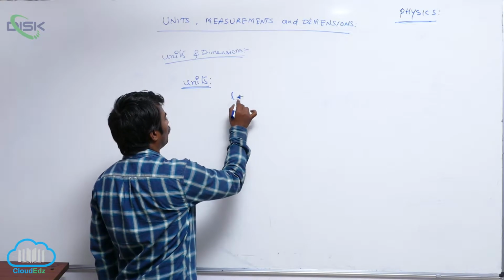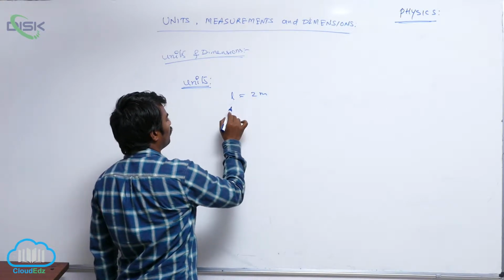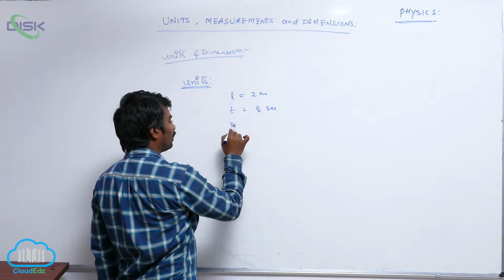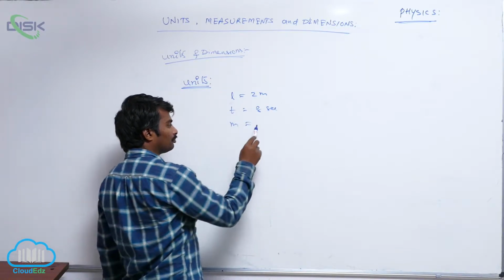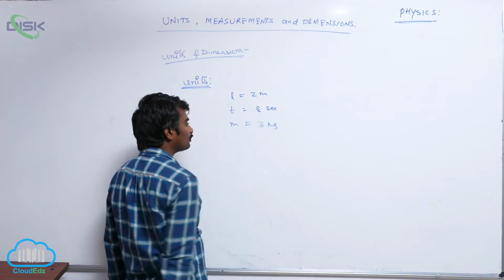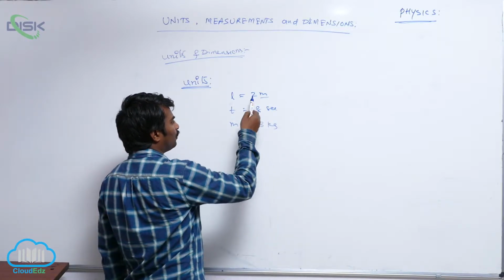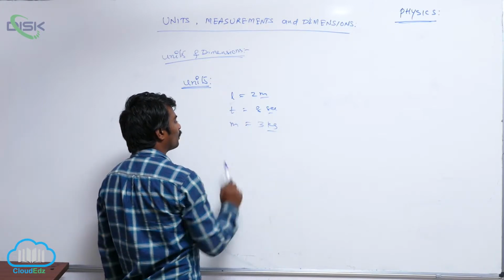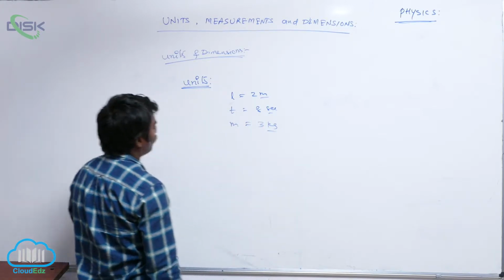So length is equal to some 2 meters, time is equal to 8 seconds, mass is equal to 3 kg. So meter is the unit for length, second is the unit for time, and kg, kilogram, is the unit for mass.